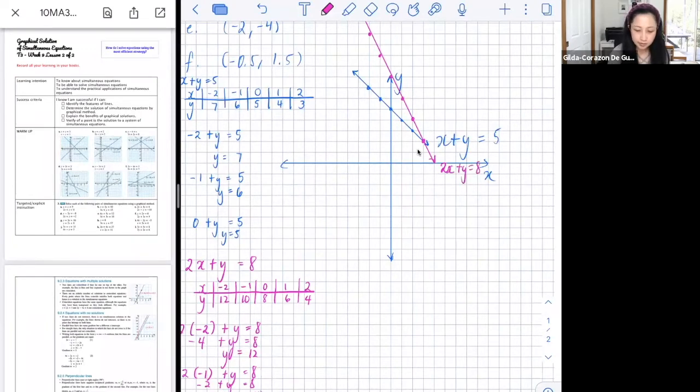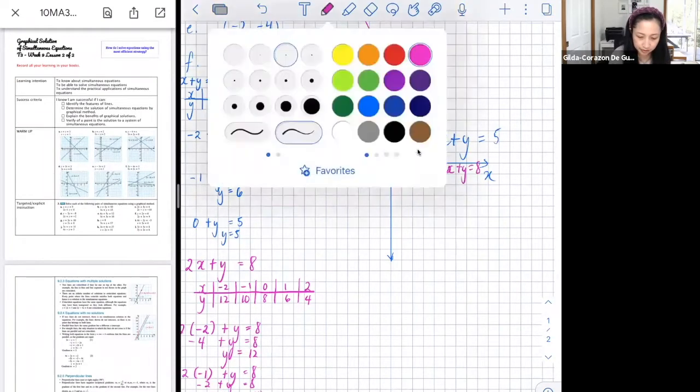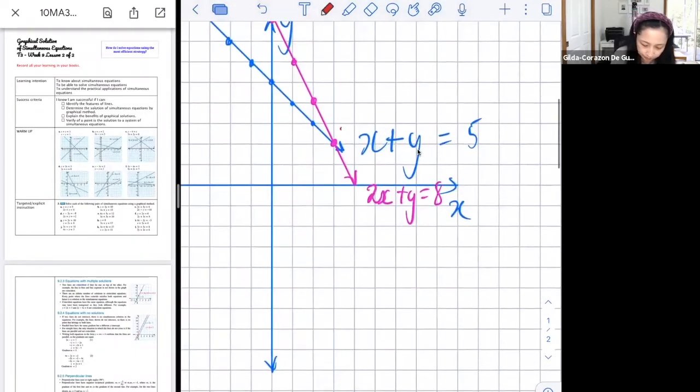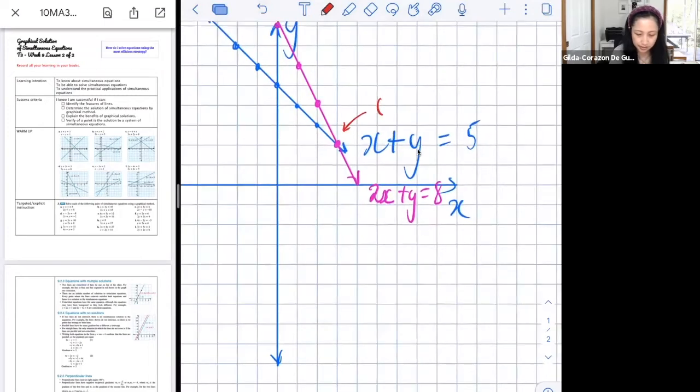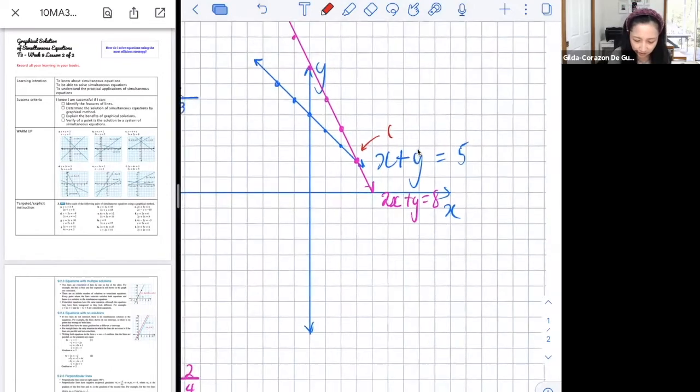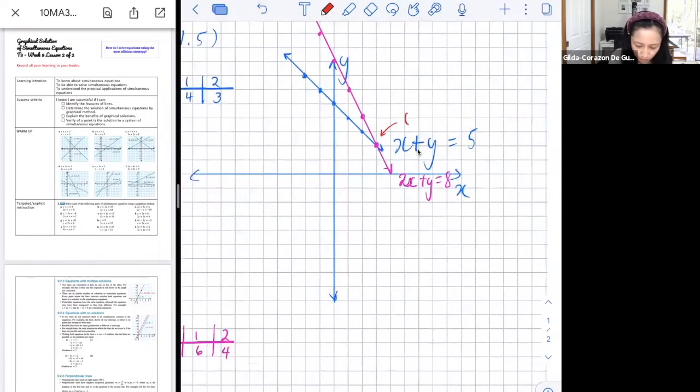So that point of intersection would now be what? This point of intersection is, I thought it was red, looks like orange. It's red on the screen. Anyway, so that's 3, 2.